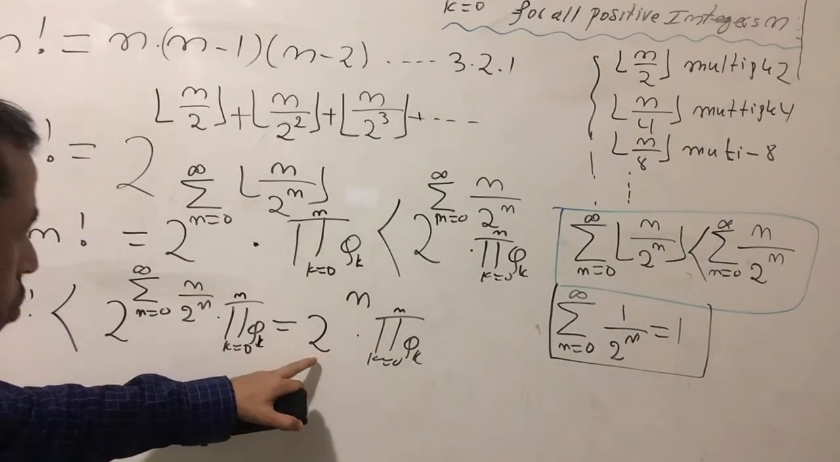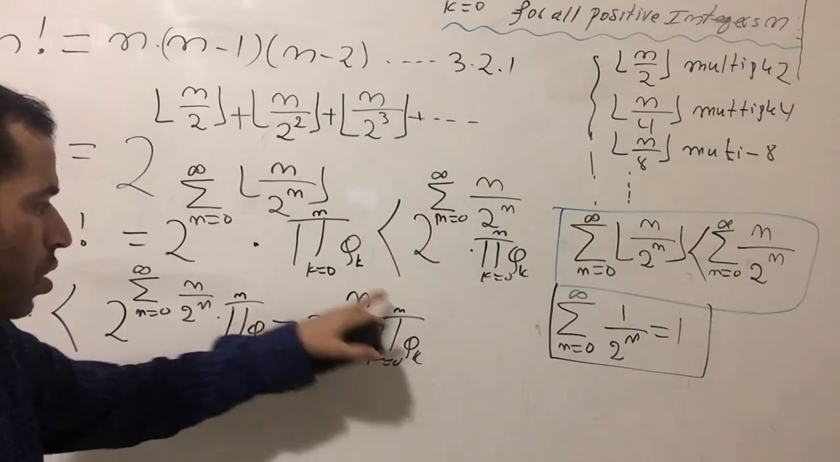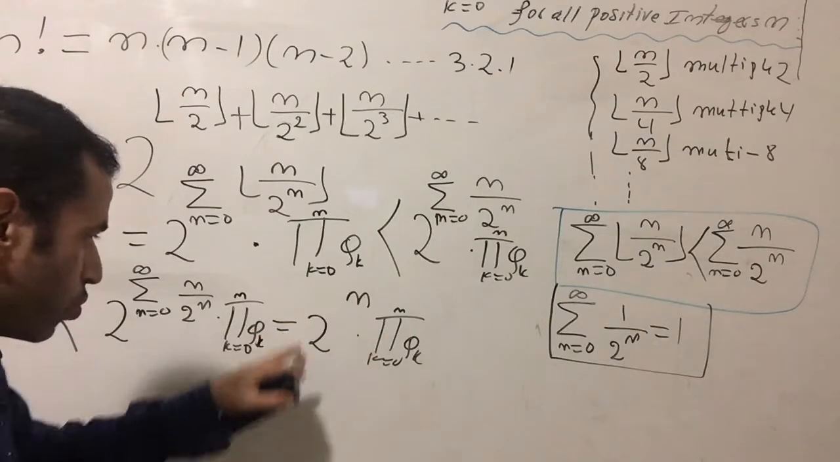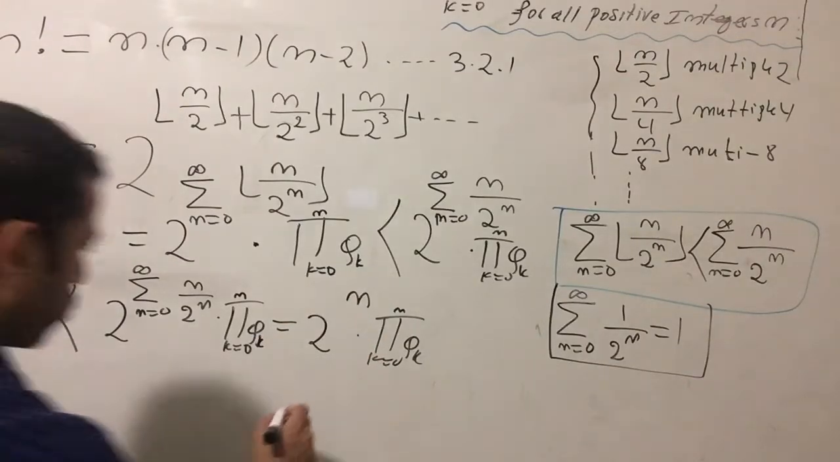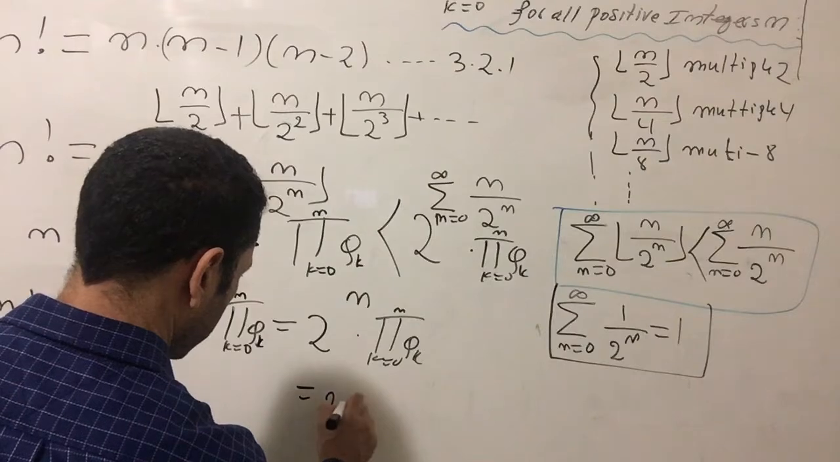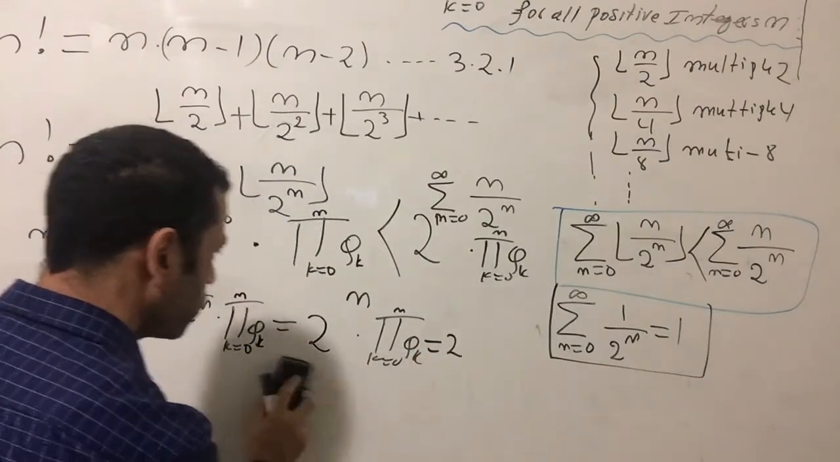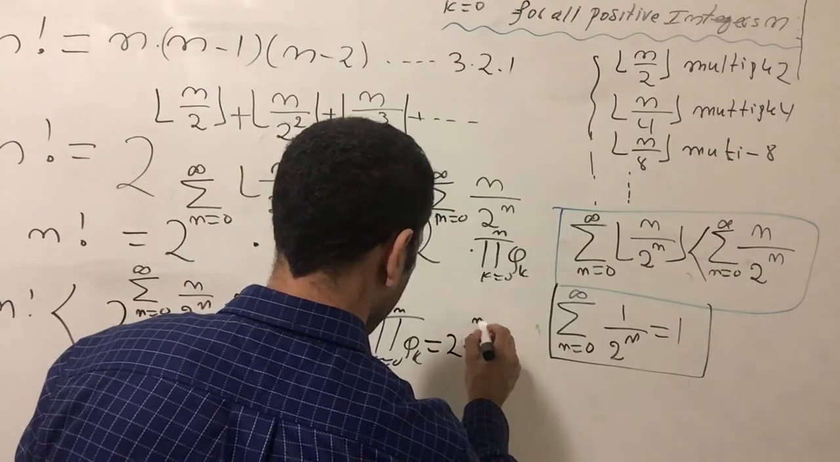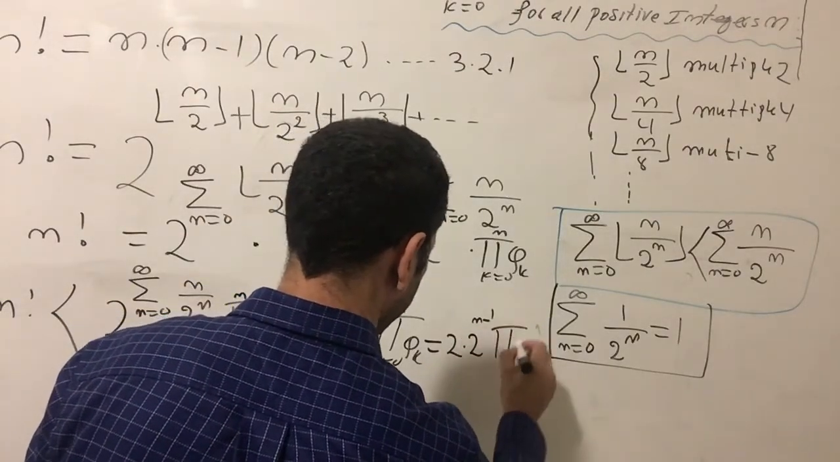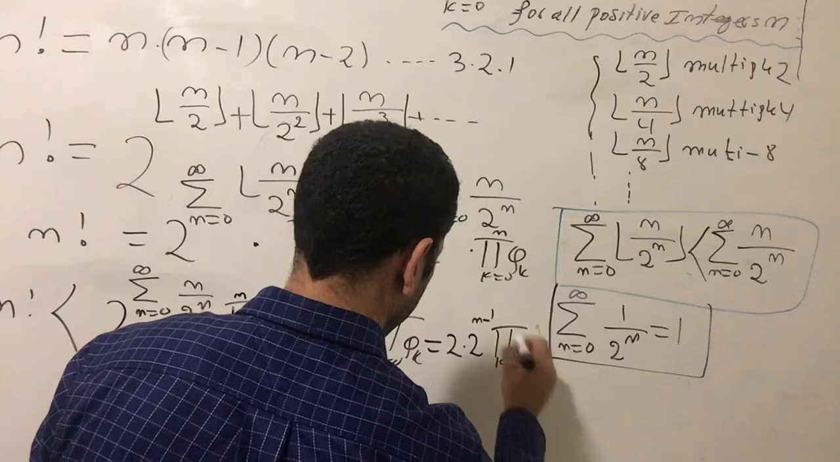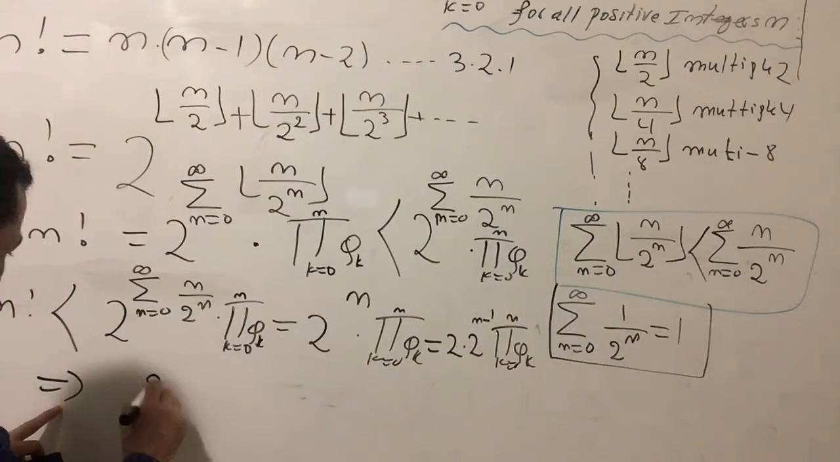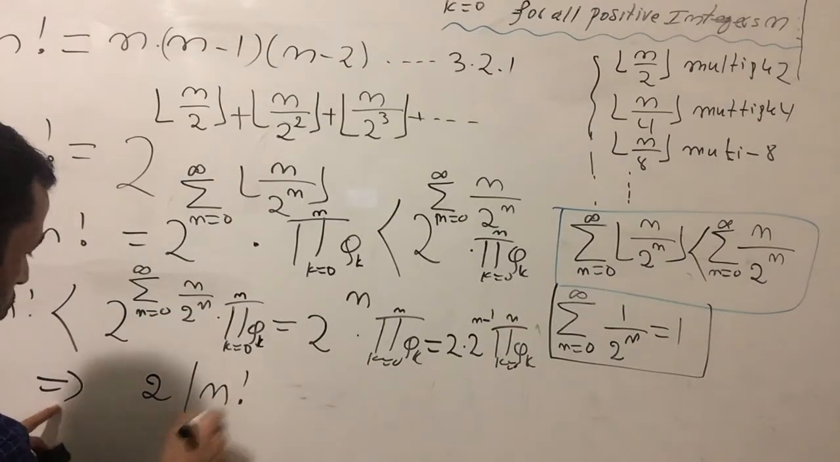As you see here, now this term is a multiple of 2, so I can pull out the number 2 from here. So 2 equals 2 multiplied by 2 to the n minus 1 multiplied by this product. This implies 2 divides n factorial.